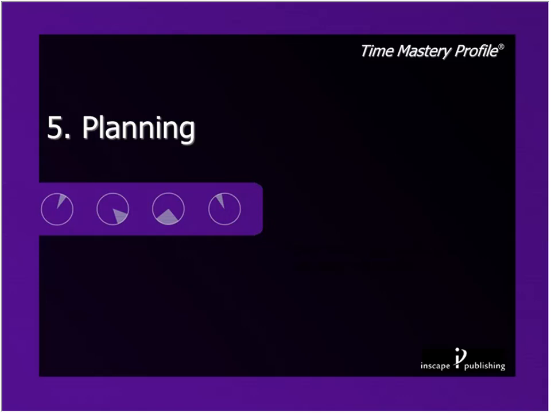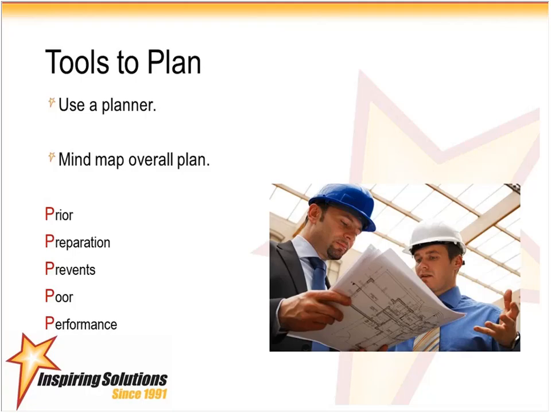The 5th area we're going to explore is timing or planning. When you think about planning, what are the ways in which you are proactively planning your time? Many of you probably have a planner, whether it's written or maybe an electronic planner. Use it, and we're going to talk a little bit about the best uses for that.